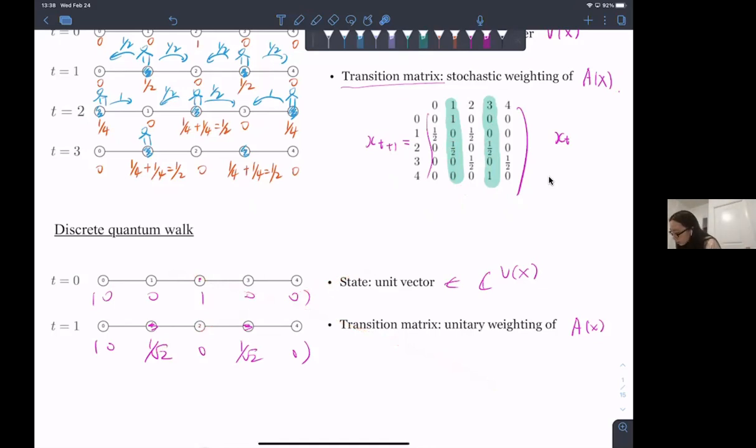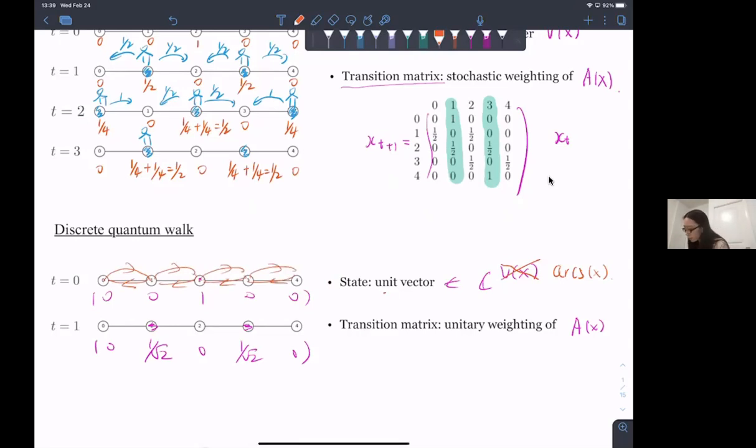The way to fix it is to enlarge the state space. Instead of looking at vectors indexed by the vertices, we look at those indexed by the arcs of the graph. An arc is just a directed edge. Given a graph, we can replace every edge by two arcs with opposite directions. And in this graph, every state is a unit vector of length 8 because there are 8 arcs.